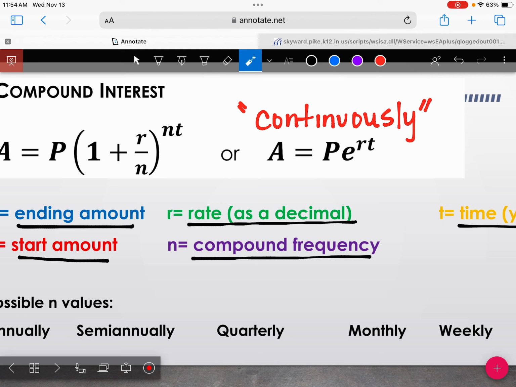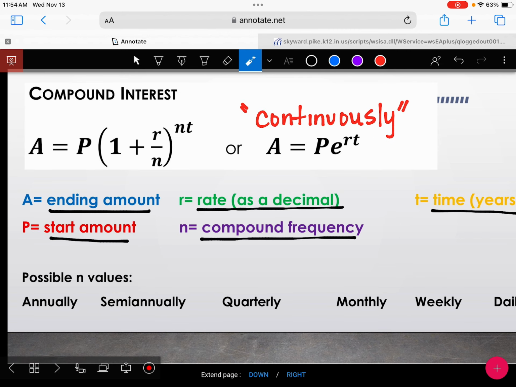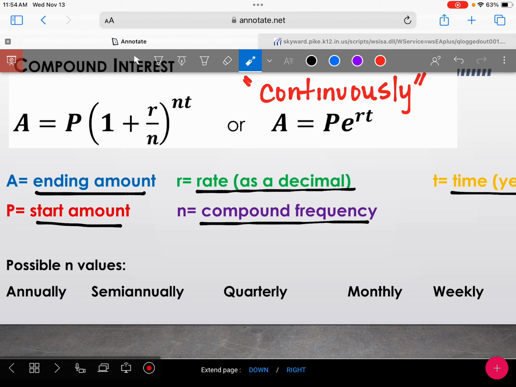Okay, so let's look at our different values. So for the first one, annually, and again, these values that we're talking about here apply to this formula. Because if it doesn't say compounded continuously, we're using that first formula. All right, so if it says annually, that means that N equals 1.